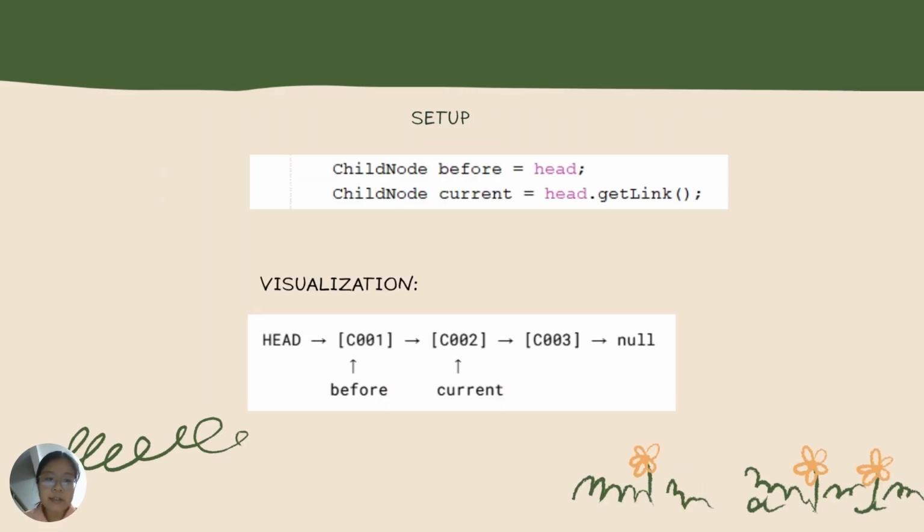Now we handle deleting a middle or last node. We keep track of the previous node. Current points to the node we are checking. Traversal starts from the second node since the head case was already handled.